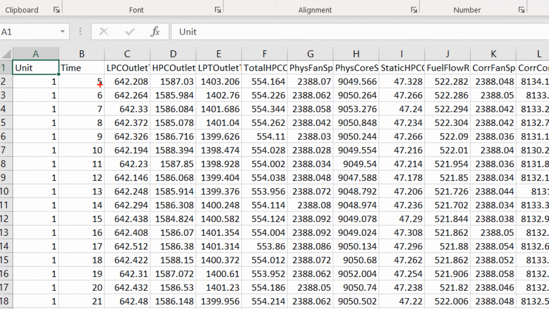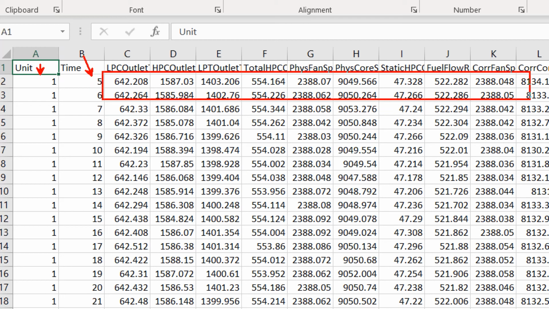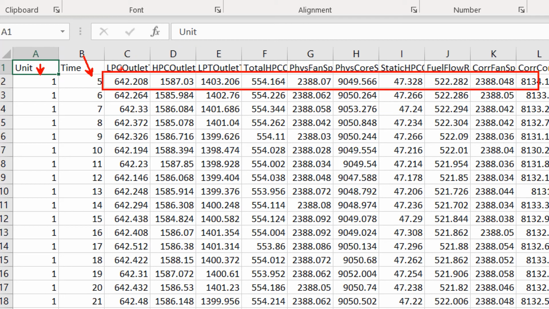So what we have here is basically different units, different times. Now in this particular data set, a time is a cycle. It's a flight up and down. All of these measurements are essentially averages or some sort of statistical measure of these various sensors over that entire flight. We've got our low pressure compressor outlet temperature, and so on.